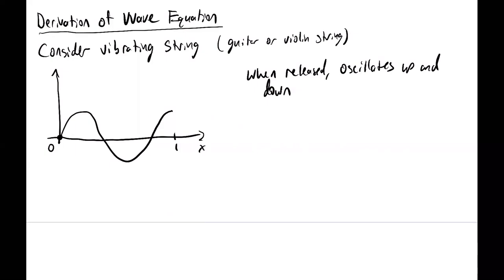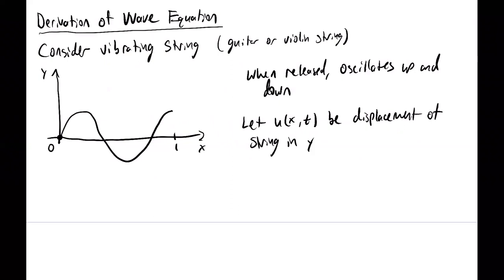How are we going to make this a little bit more precise? We're going to define a function u, which will be a function of x, the coordinate on the x-axis, and also t, which you'll think of as time. I'm going to let this be the displacement of the string in the y direction, where y is the vertical direction, at point x and time t.